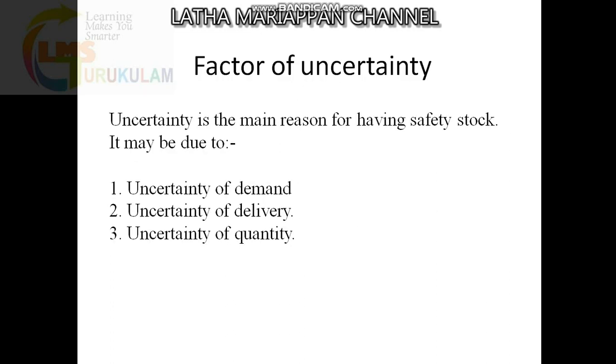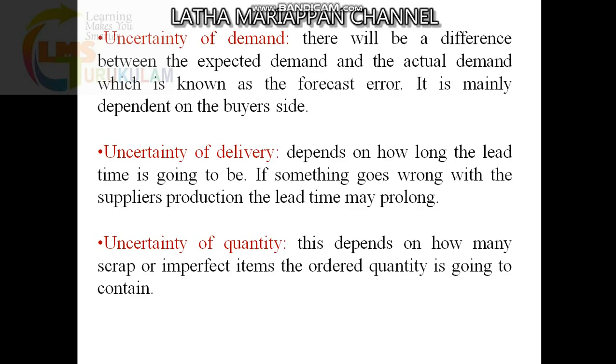Okay, next one is the factor of uncertainty. So uncertainty is the main reason for having safety stock. Okay, I said, no, the unforeseen may happen. Maybe uncertainty of demand or delivery time or the quantity of raw material. So this and all may happen. So to maintain a successful business, smooth conduct of business, you have to keep some stock level, that is called safety stock. So what is uncertainty of demand?